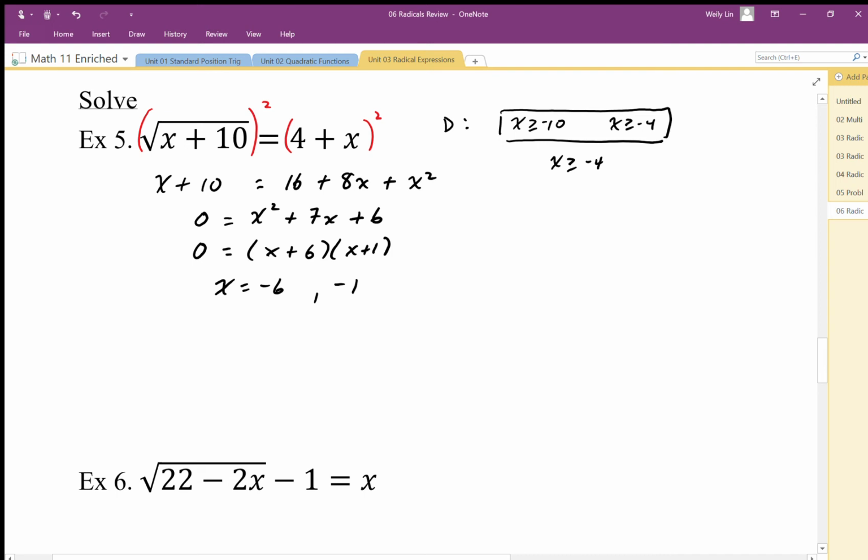Based on our domain restriction, we can probably see that x equals -6 is going to be extraneous, but we should test it. Testing is the easiest and most straightforward way of determining extraneous roots. So we're going to test x equals -6. When we plug it in, we end up with 4 is equal to 4 minus 6, which is -2. That's not true. This is extraneous.